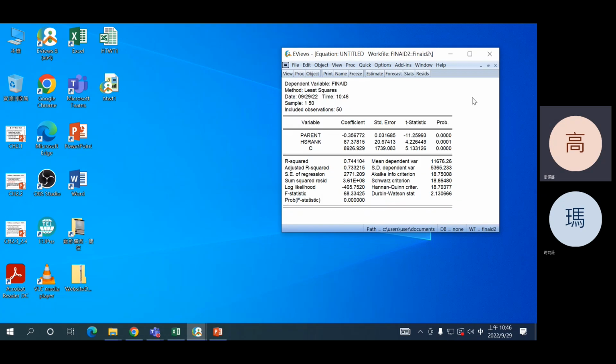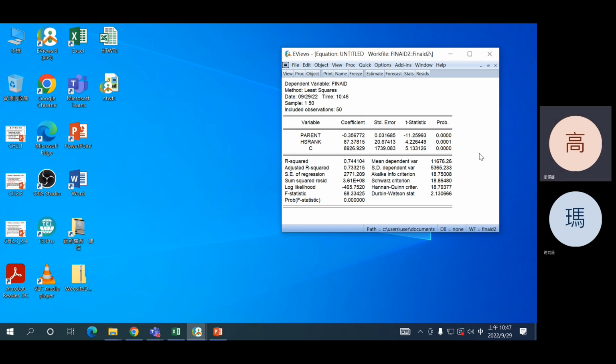So this is the result we have. After you see this result, first look at the sign, whether the sign matches our expectation. Do we expect a negative relationship with the parents? Yes. And a positive relationship with the high school performance? Yes, we do. And C is called the intercept or constant. All right. Anybody want to explain the meaning of these two coefficients?